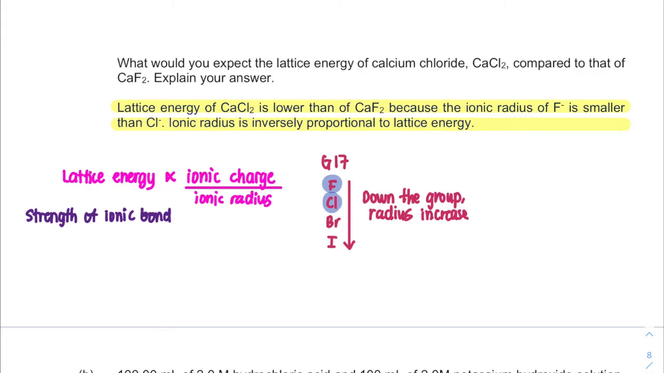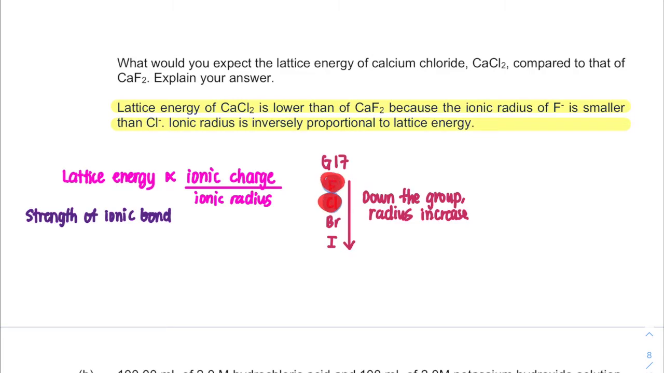The attraction between the nucleus and the valence electron also decreases. So that's why the radius increases. Okay, so what happened now? What happened is that the ionic radius of chlorine is actually higher than fluorine. So when its radius is bigger than fluorine.